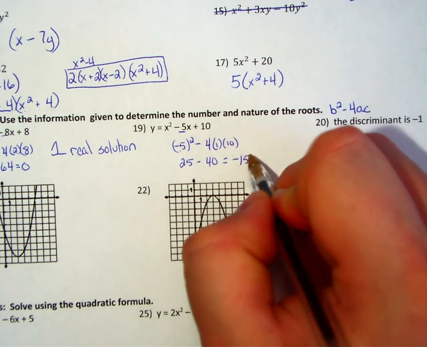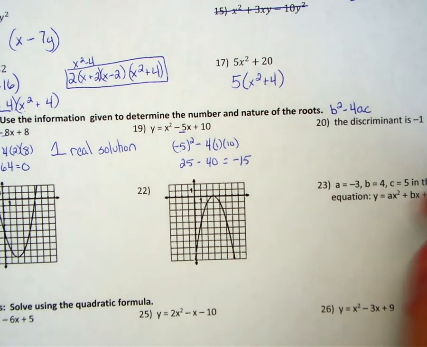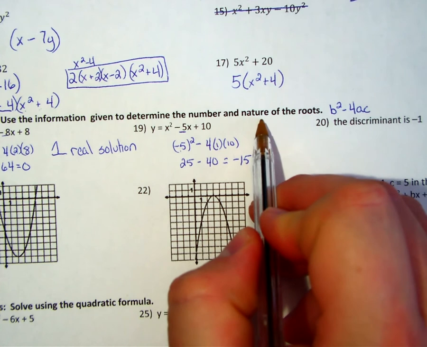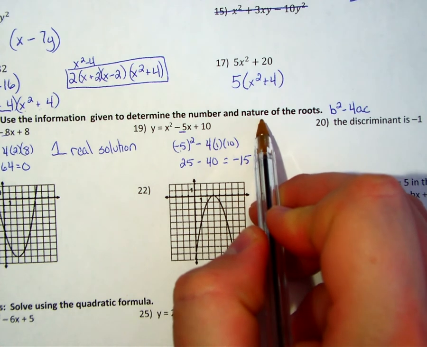negative 15. Well, anytime we end up with a negative discriminant, remember that in the quadratic formula, your discriminant is inside a radical. So you're basically saying it will have the square root of negative 15. Well, you can't really have a negative square root value. So it's going to end up with an imaginary solution. So the nature of the roots is that they are not real. They're imaginary.